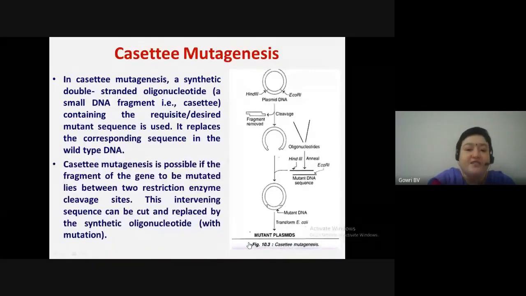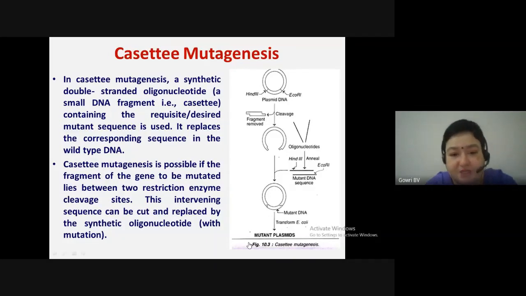Cassette mutagenesis is possible if the fragment of the gene to be mutated lies between two restriction enzyme cleavage sites. This intervening sequence can be cut and replaced by the synthetic oligonucleotide with mutation.